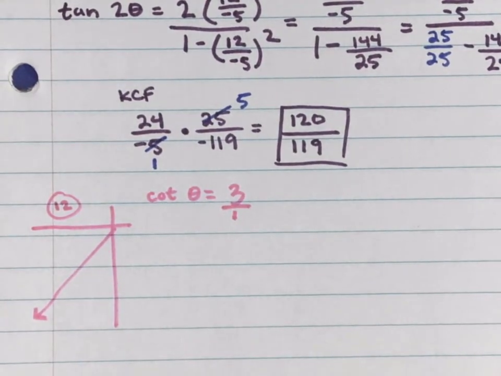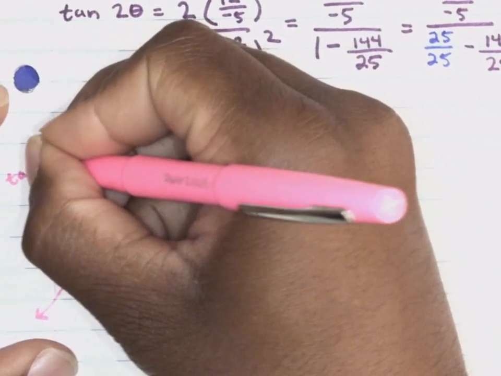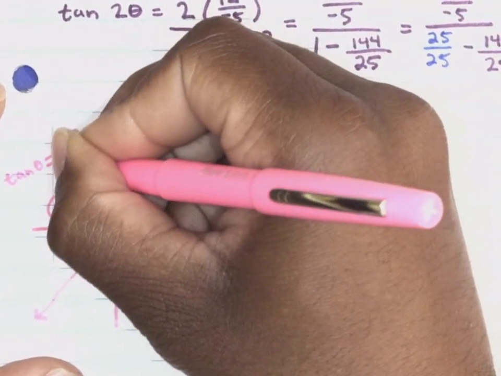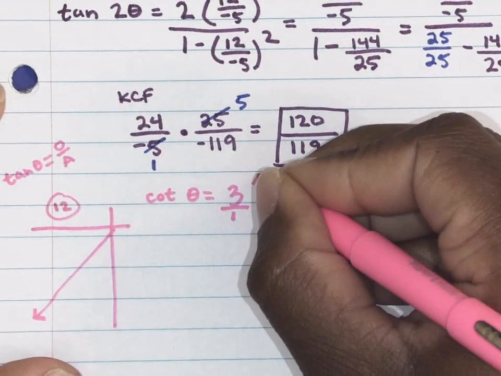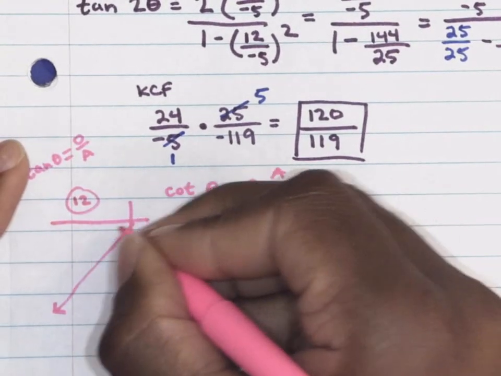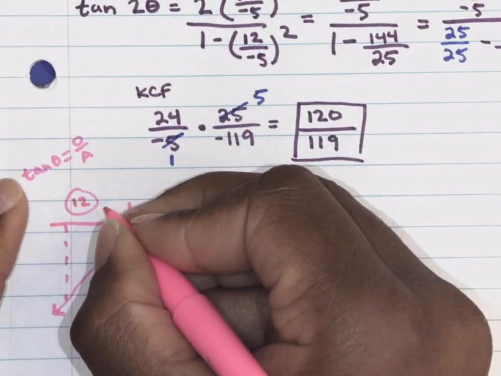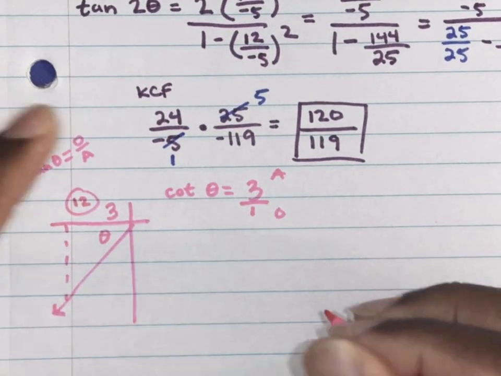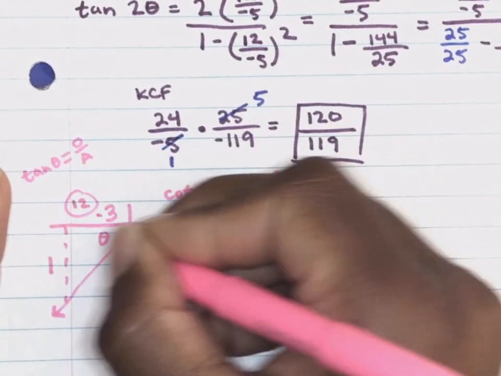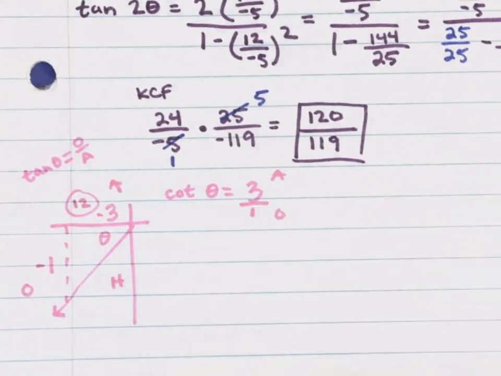And now cotangent is tangent's reciprocal. So if tangent of an angle is opposite over adjacent, cotangent will be adjacent over opposite. And that helps me label this triangle. So the adjacent side is 3, the opposite side is 1. And since I'm in the third quadrant, it's -3 and it's -1. Opposite, adjacent. Let's find the hypotenuse.